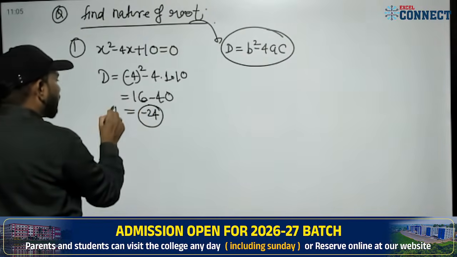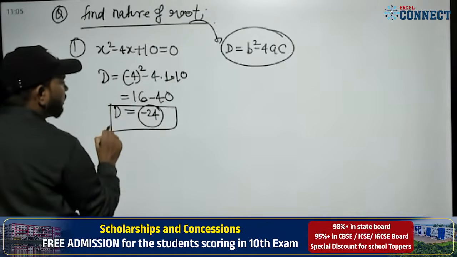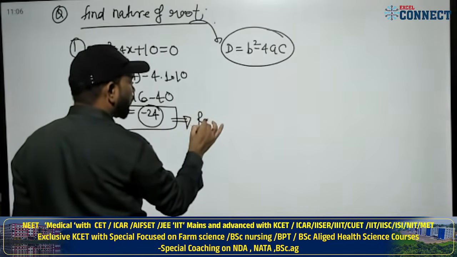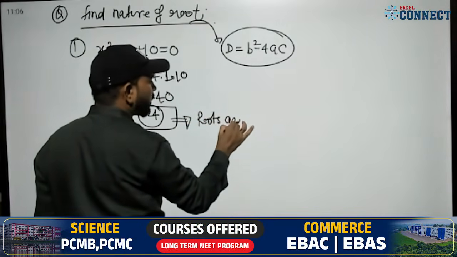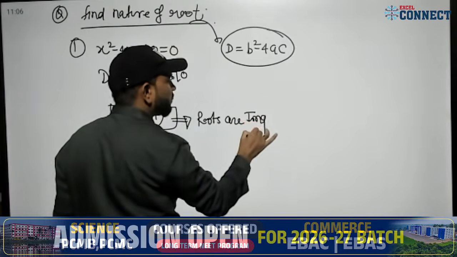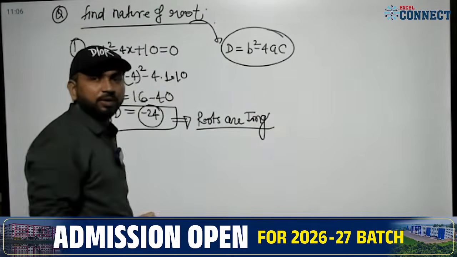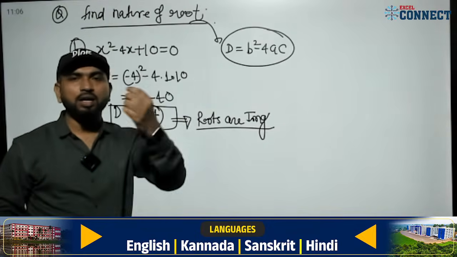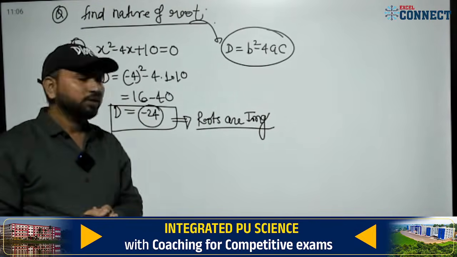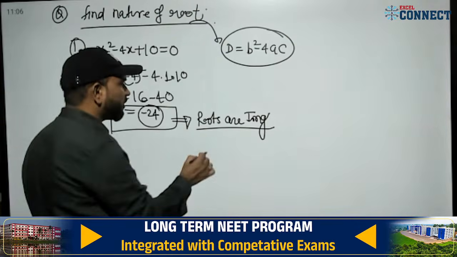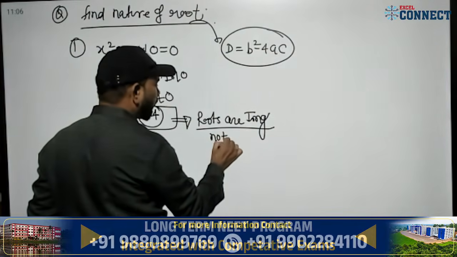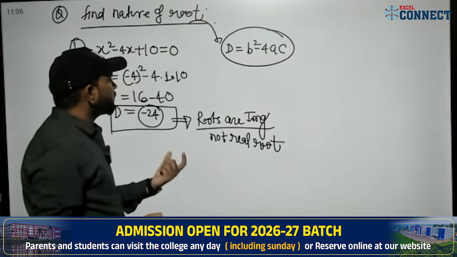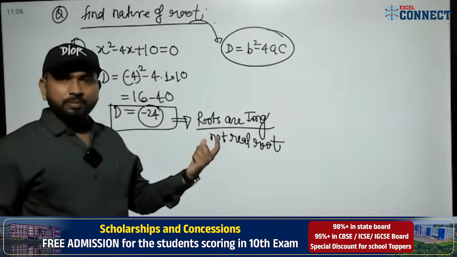So D is negative. D negative means roots are imaginary. If D is negative, it means roots are imaginary, unreal roots, or we can say not real roots. Yes, roots are imaginary, or we can say no real root.